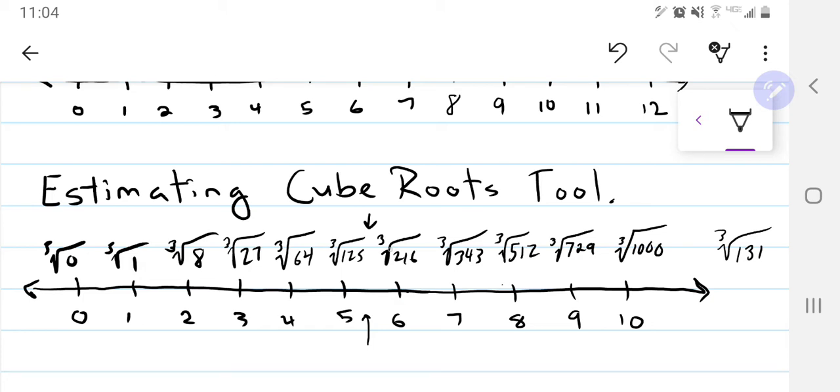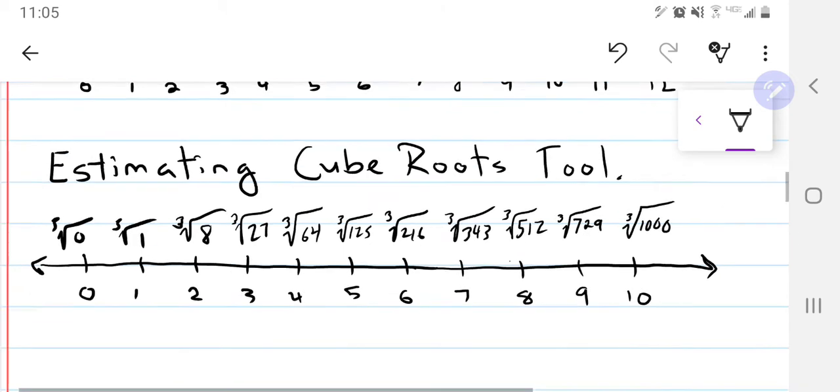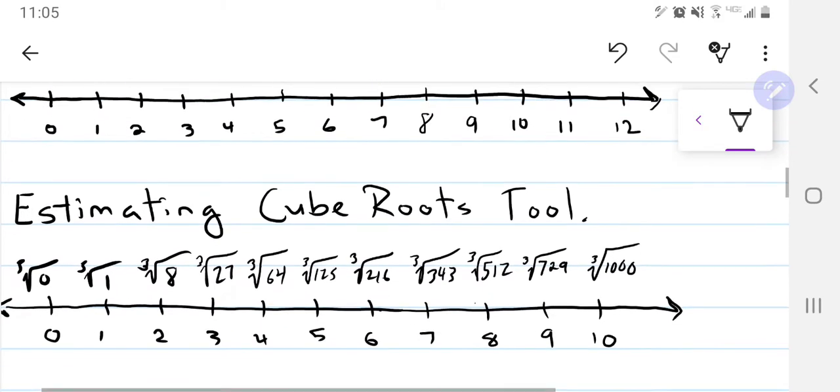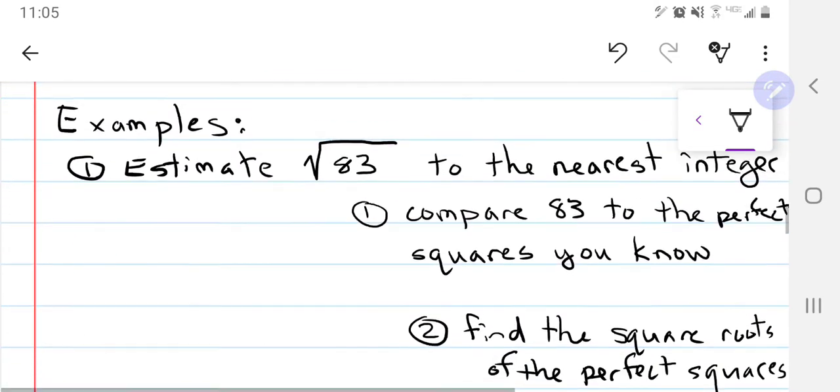All right, and then you can say, well, is it going to be closer to 5 or closer to 6? Well, 131 would be closer to 125, so it's going to be a little bit closer to 5. All right, so this is how we're going to use this little tool here. All right, let's get into it. You're going to have to be coming back to these as we go through the examples.